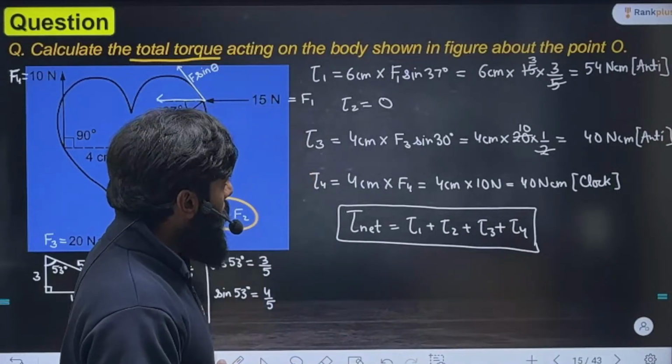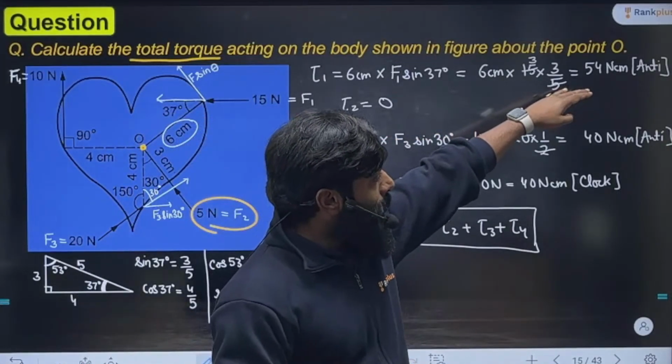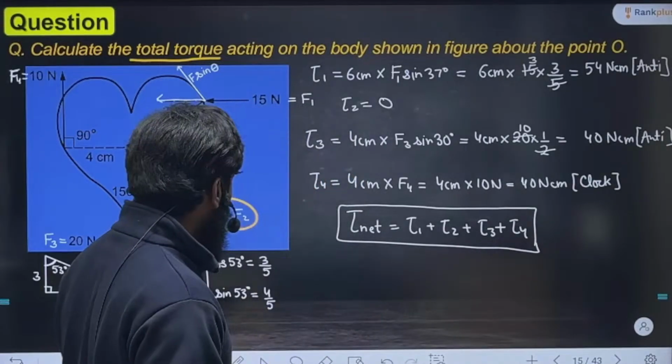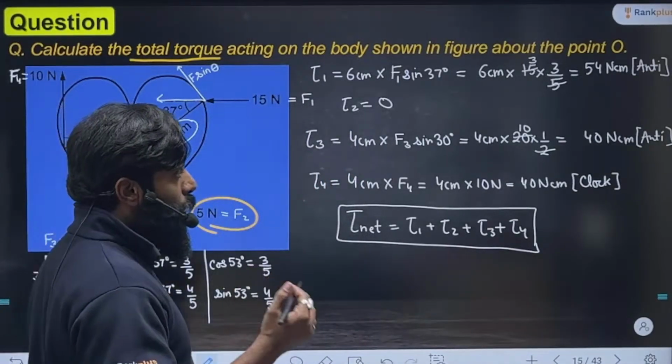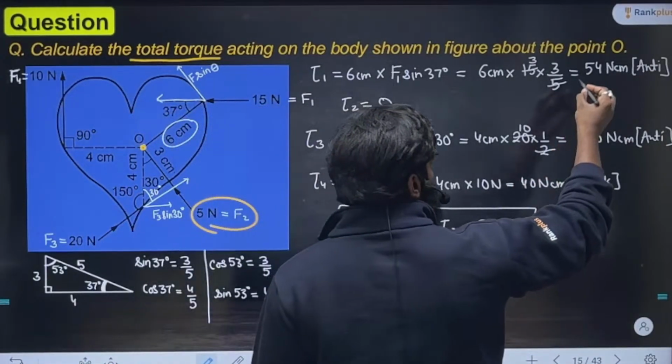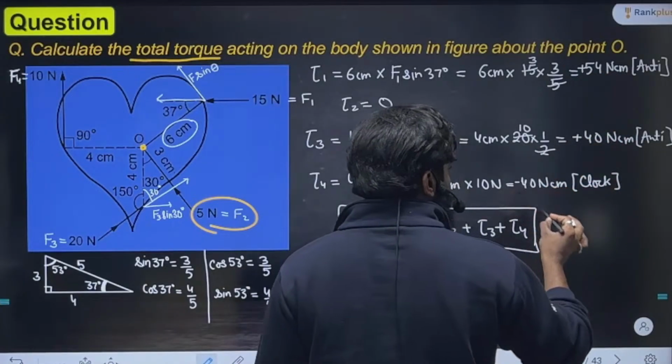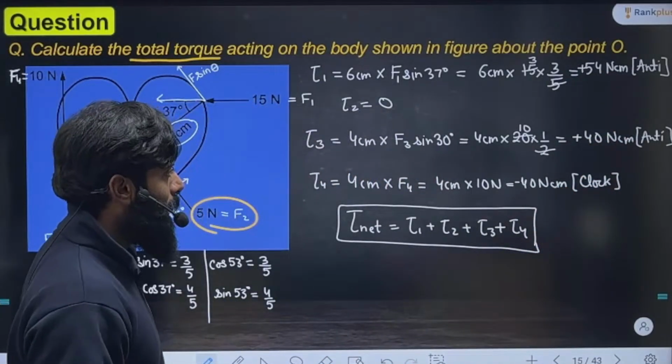So I'm seeing here that two values are coming anti-clockwise and only one value is coming clockwise. So I'll be considering the anti-clockwise as the positive sign. So here I am putting a positive sign, here also I am putting a positive sign, and for the clockwise, I am putting a negative sign.